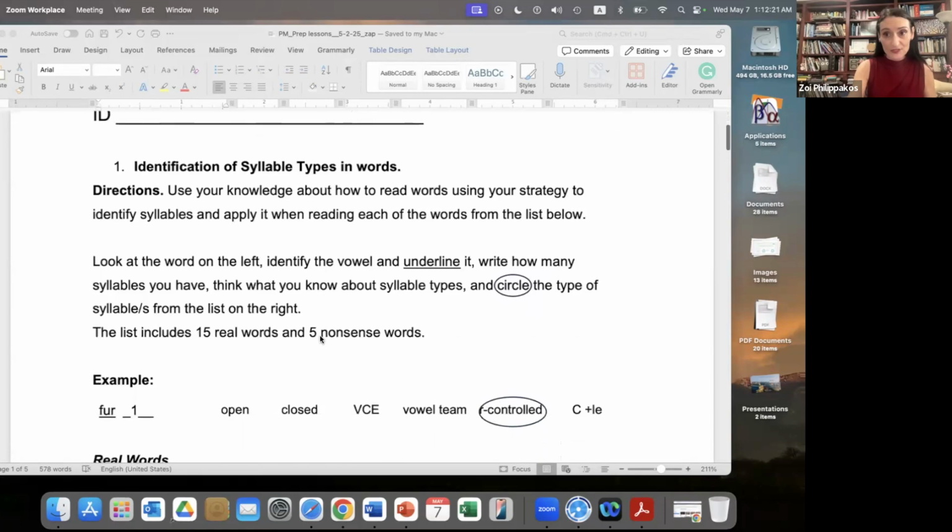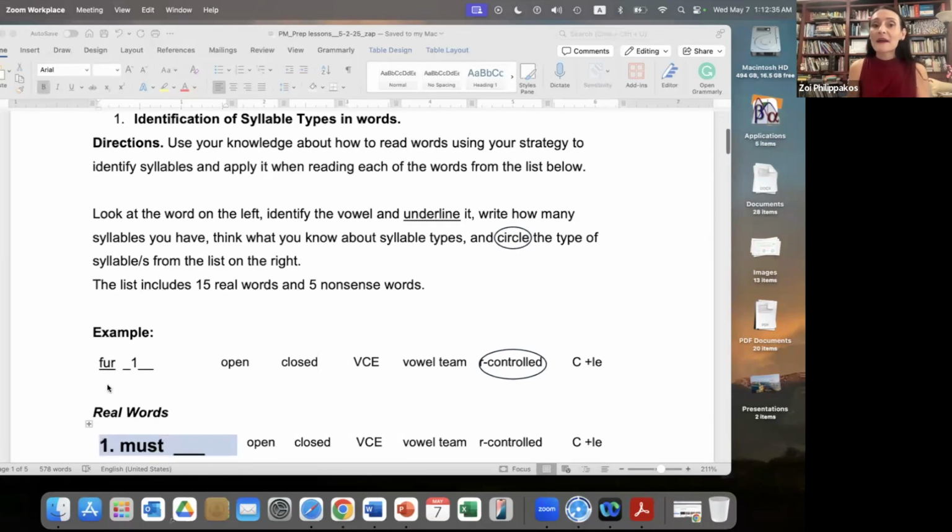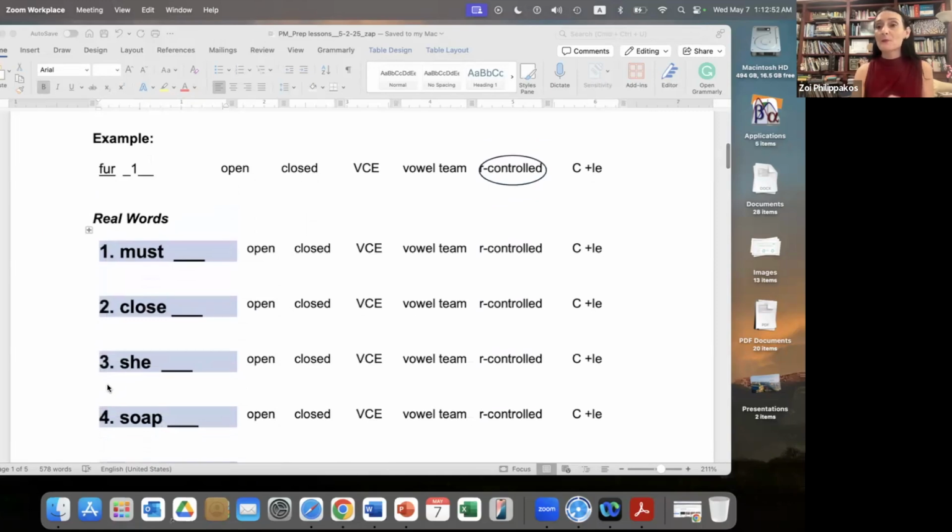So these are the directions for the task. Use your knowledge about how to read words using your strategy to identify syllables and apply it when reading each of the words from the list below. Look at the word on the left, identify the vowel, underline it, write how many syllables you have, think what you know about syllable types, circle the type of syllable from the list on the right. The list, for the students to know and for you to know, it includes 15 real words and 5 nonsense words. So here's an example.